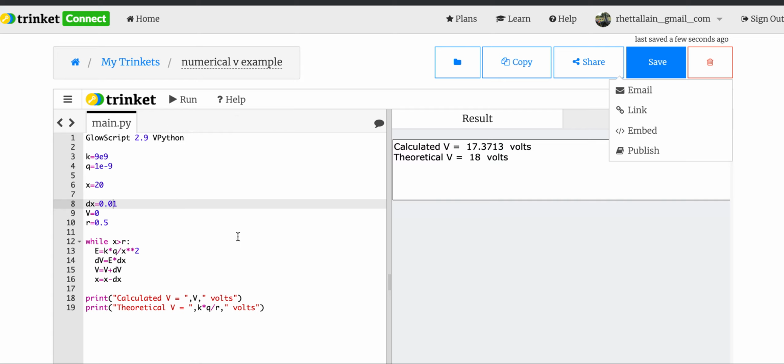You can play around with this. One of the things you could do is, as you get closer, the electric field changes much faster. You can put something in there to change the step size as you get closer, but I'm going to keep it simple. I do want to do one other thing.